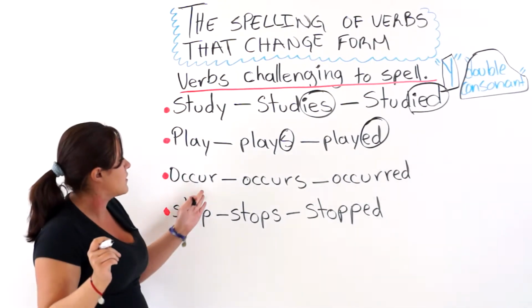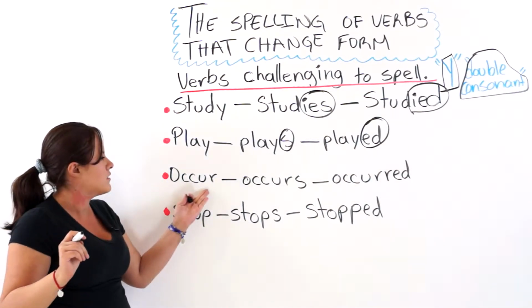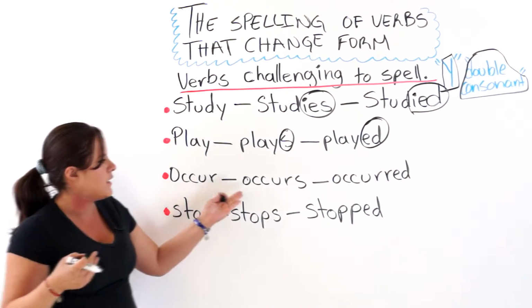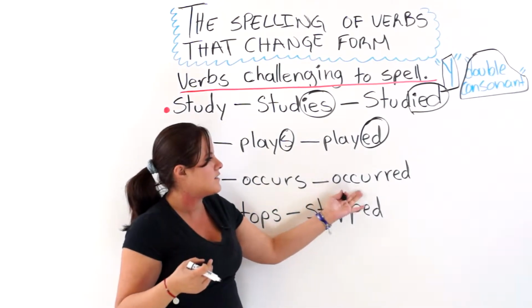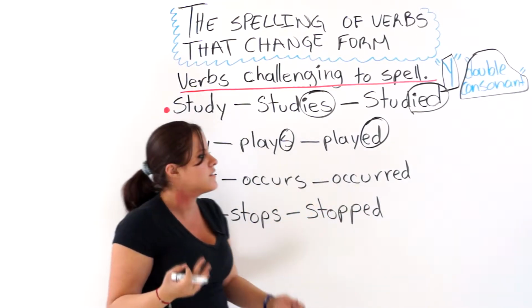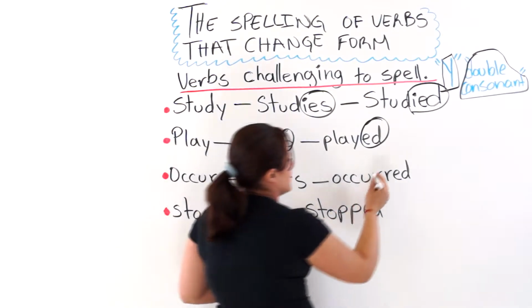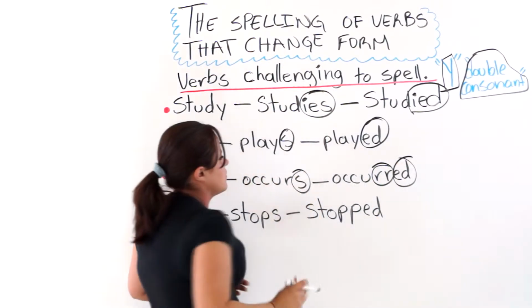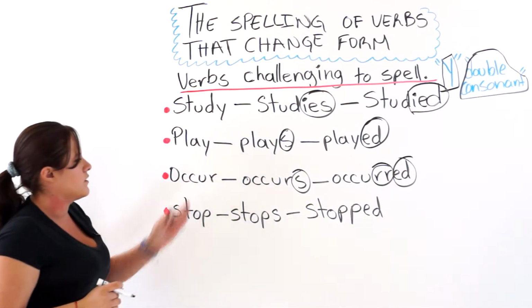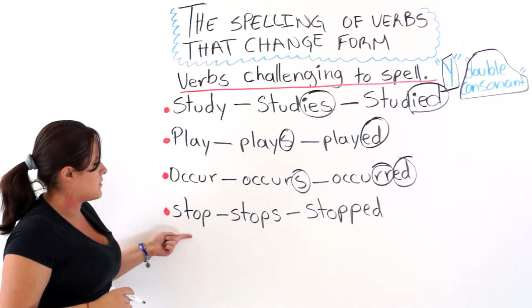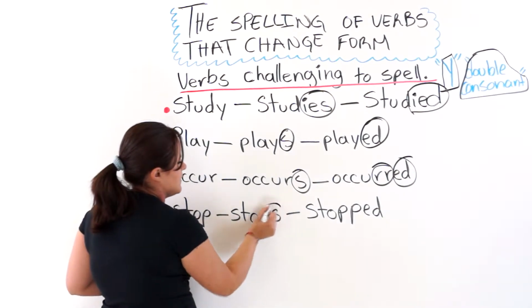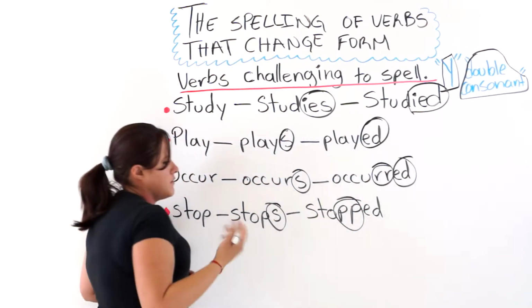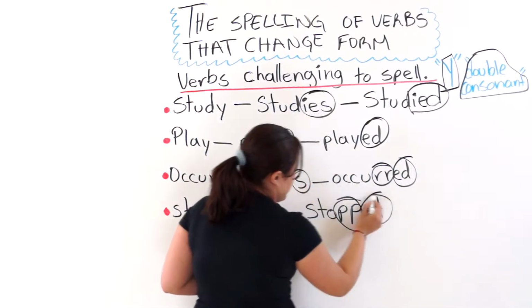The next one is occur. Occur does not end in a double consonant and does not end in Y, but the past is occurred, and its past ends in double R. You have to add a double consonant to it. Occur and then ED. Occurs when you're speaking in third person. All right. The next one says stop. You simply add an S. And then for the past you have to double the consonant, double the P, and then add ED.